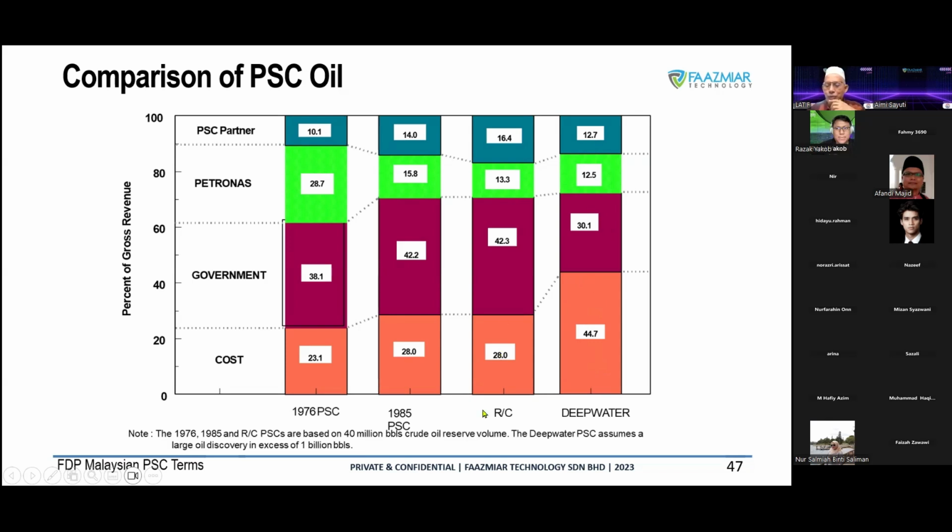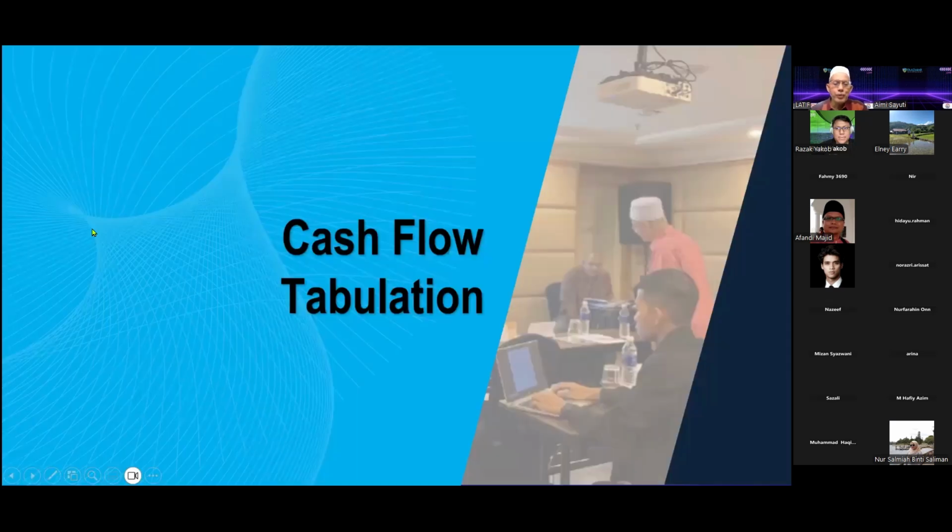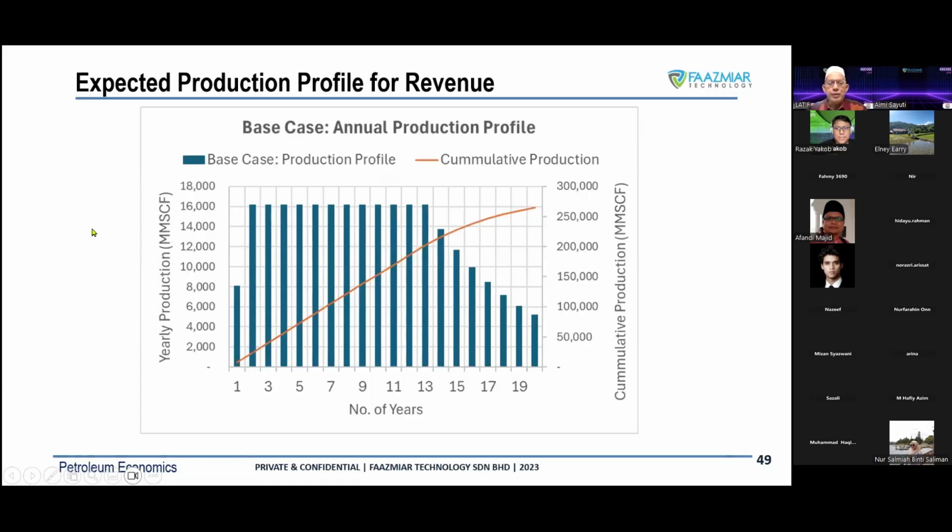And of course, for the risk contract, we try to improve the calculation. So we say to the government that Petronas can reduce its share by giving more to the government, but with the same cost for this contract, the contractor gets more. Okay, cash flow tabulation. To have the flow and the calculation of economics, what you need is to have the production profile.